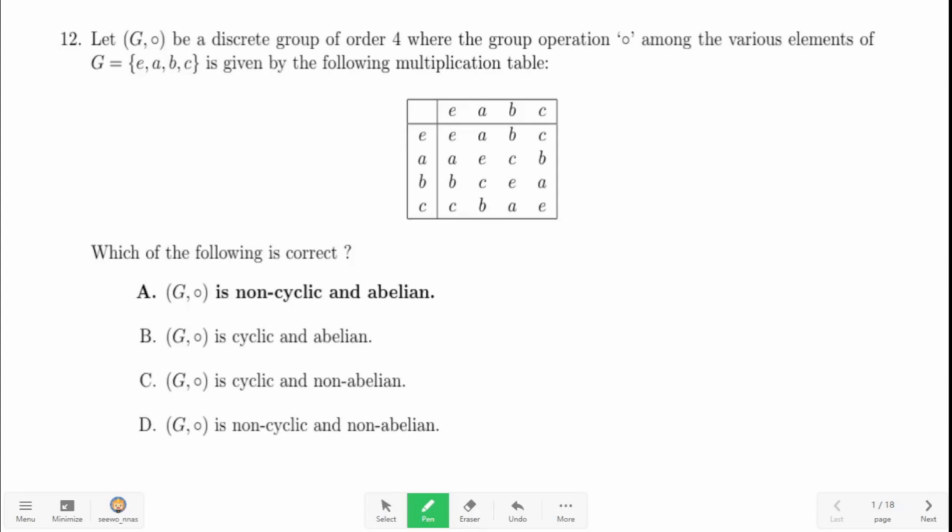In this session, let us solve a question from JEST 2024. The question is from group theory. Here we have a group of order 4 and its multiplication table is given. The group elements are identity, A, B and C. We have to identify the type of the group. Is it cyclic or non-cyclic, and is it abelian or non-abelian?